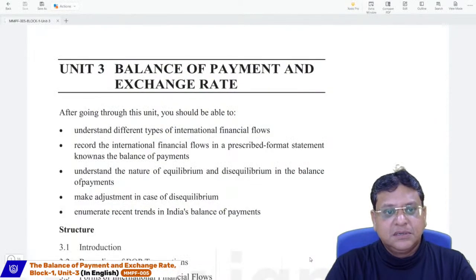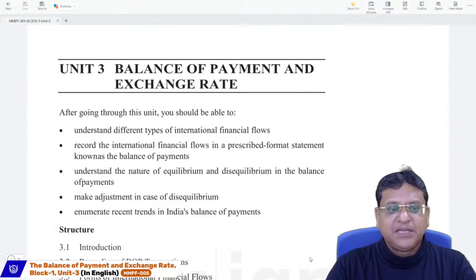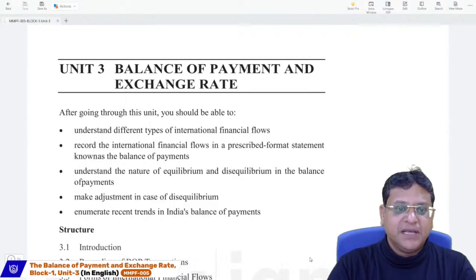Today we will discuss Unit 3 of International Financial Management. This is regarding BOP, Balance of Payment, and Exchange Rate. First, I will tell you the learning objectives of my class.